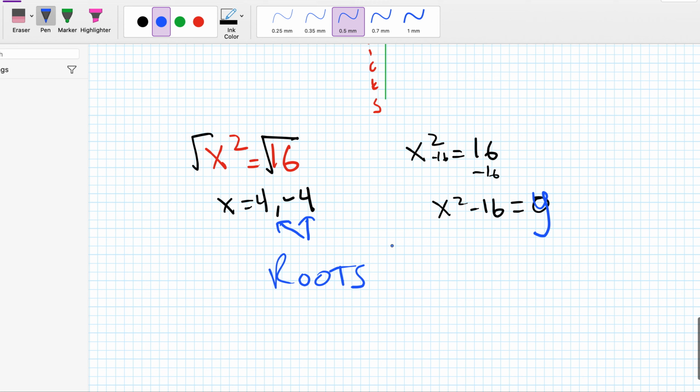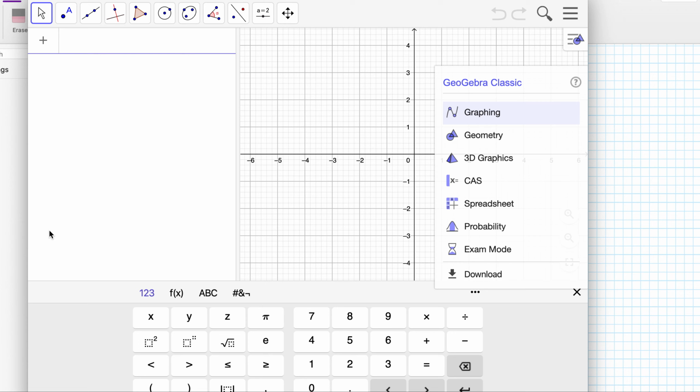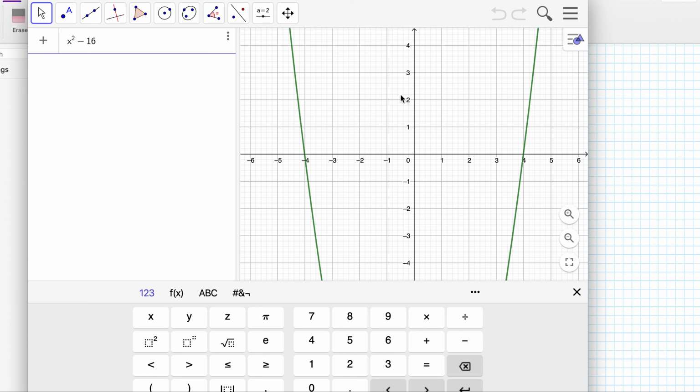So when we're graphing, we're still talking about squares and square roots. So let's take a look at it. Here's a free graphing calculator. It's GeoGebra. X squared minus 16. And so what it's really saying is if you have a square of 16, the roots would be a 4 by 4 or a negative 4 by negative 4.